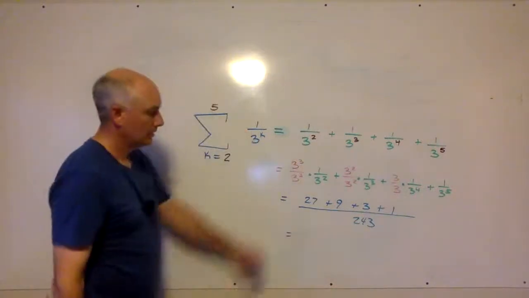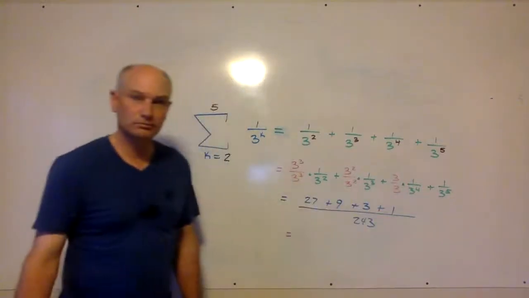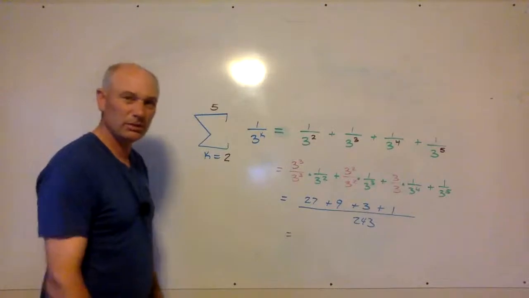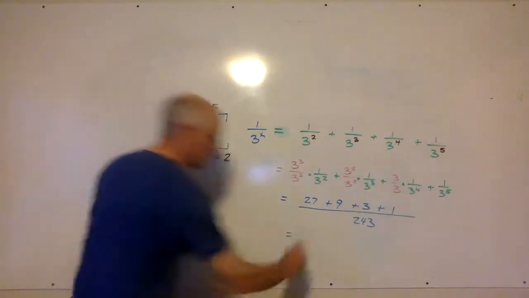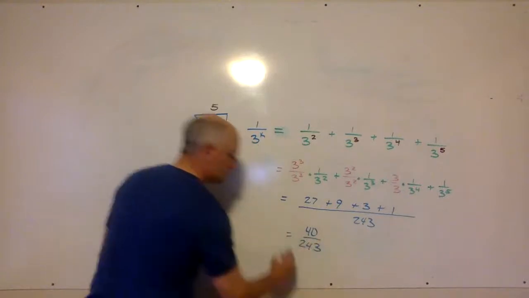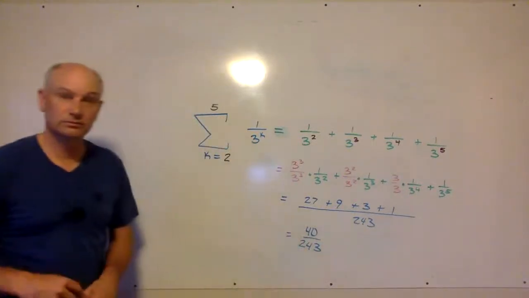All right. I think I'm going to make it easier. 9 plus 1 is 10. 27 plus 3 is 30. 30 plus 10 is 40. And there, everybody, is our result.